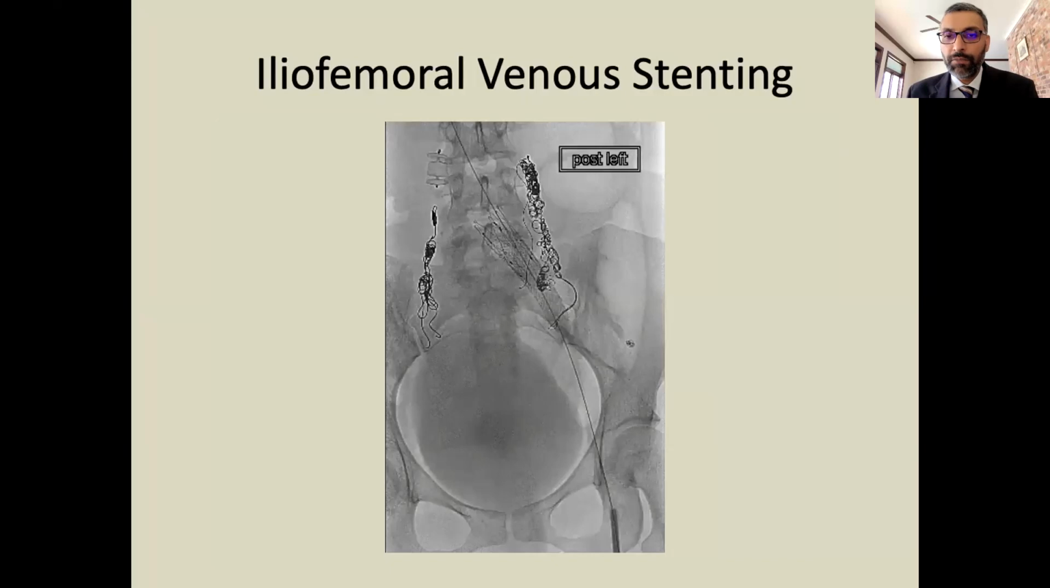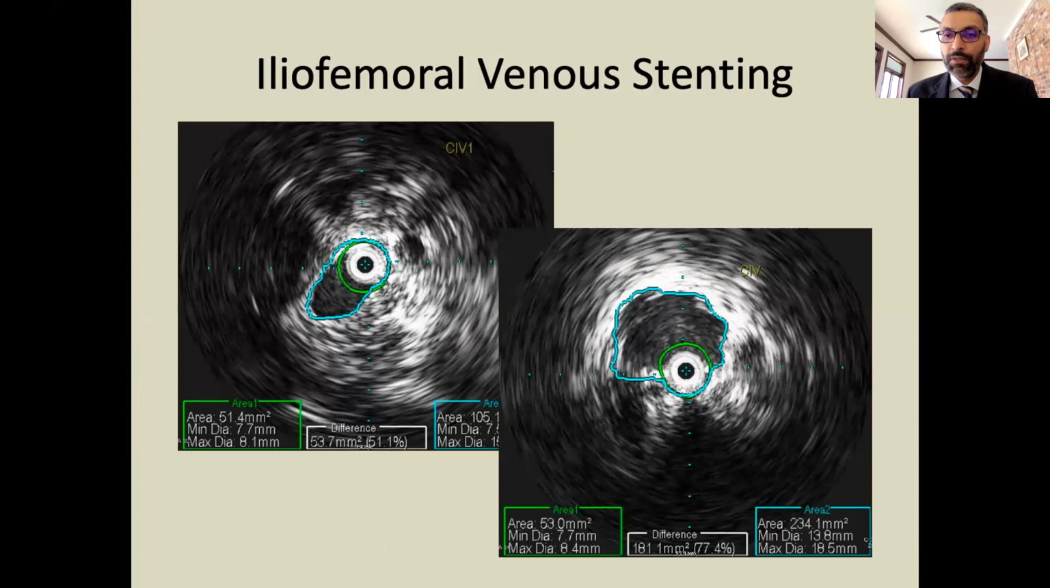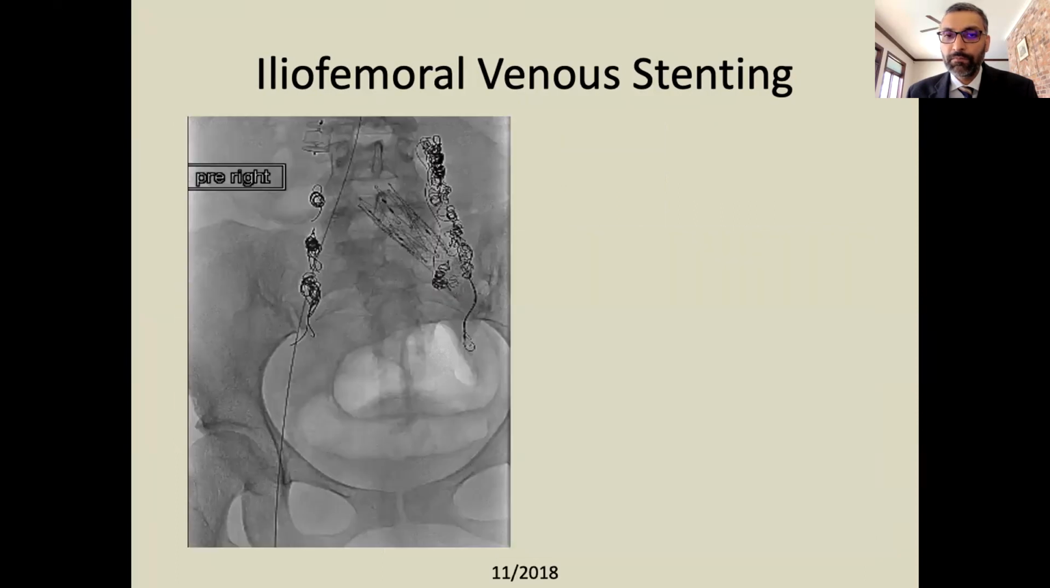And this is her completion venogram, and you'll notice there is restoration of inline flow with very minimal filling of the cross-pelvic collaterals. So we started with a common iliac vein luminal area of 105 millimeters squared, and we ended with 234 millimeters squared.